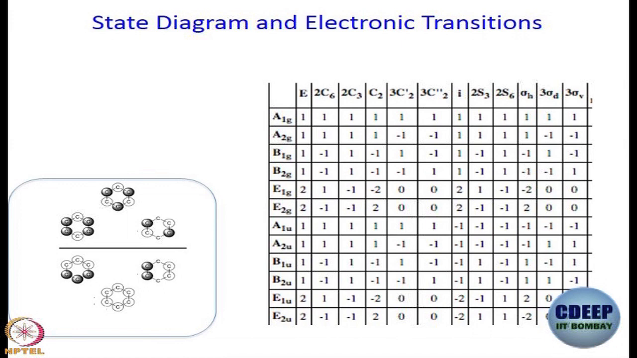C2, of course, it is plus 1, but what about C2 dash? What about C2 double dash? Character has to be minus 1. So, 1, 1, 1, 1, minus 1, minus 1, minus 1, S3, turn and reflect, minus 1, minus 1, S6, minus 1, sigma h, minus 1, sigma d, plus 1, because there is no top to bottom conversion, sigma h plus 1.